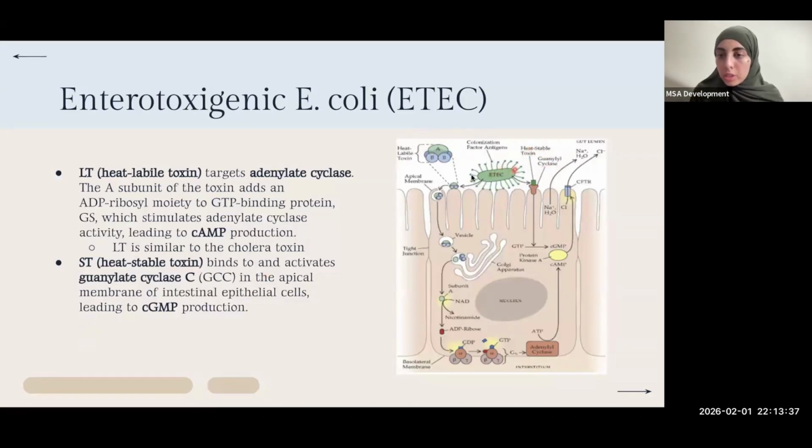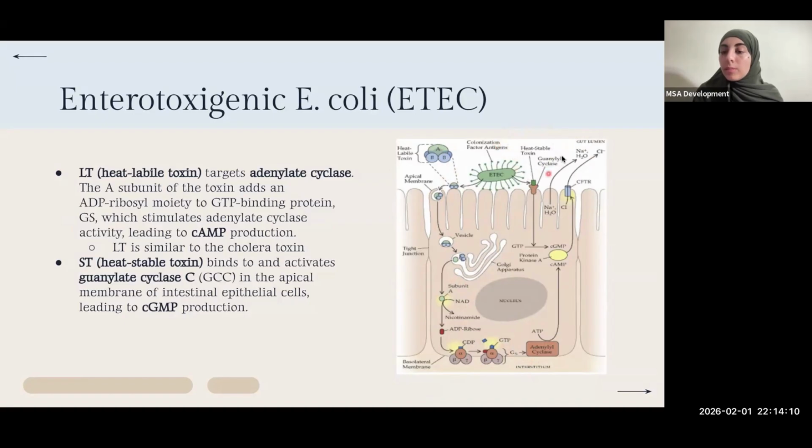So if we look at this picture, this is ETEC. It produces the toxin, okay? This is the heat labile toxin, and this is the heat stable toxin. The heat labile toxin has an A subunit and B subunit similar to the cholera. So it will bind and go inside in these vesicles, and then it will get the subunit A doing all the function. It will go to eventually reaching adenylyl cyclase, okay, leading to cyclic AMP production and leading to electrolytes going into the lumen.